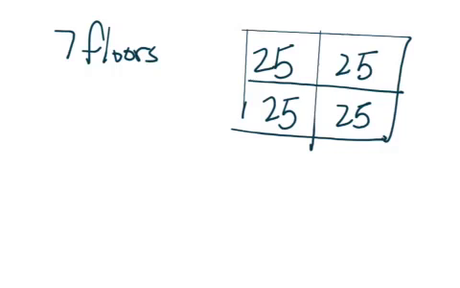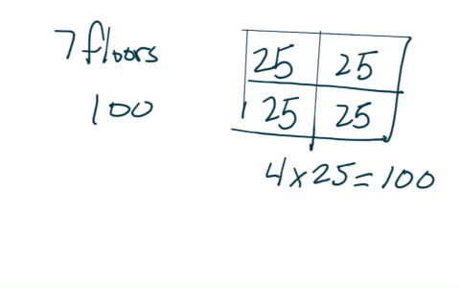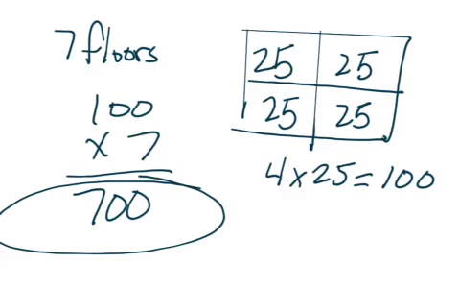All right, that's 1 floor, and I have 7 of those. So how many paintings do I have on each floor? I'd be multiplying 4 times 25. And I know that 4 times 25 is 100. Now I need to multiply 100 times the number of floors that I have, which is 7, and I get 700. So 700 total paintings. That's my answer. Next problem.